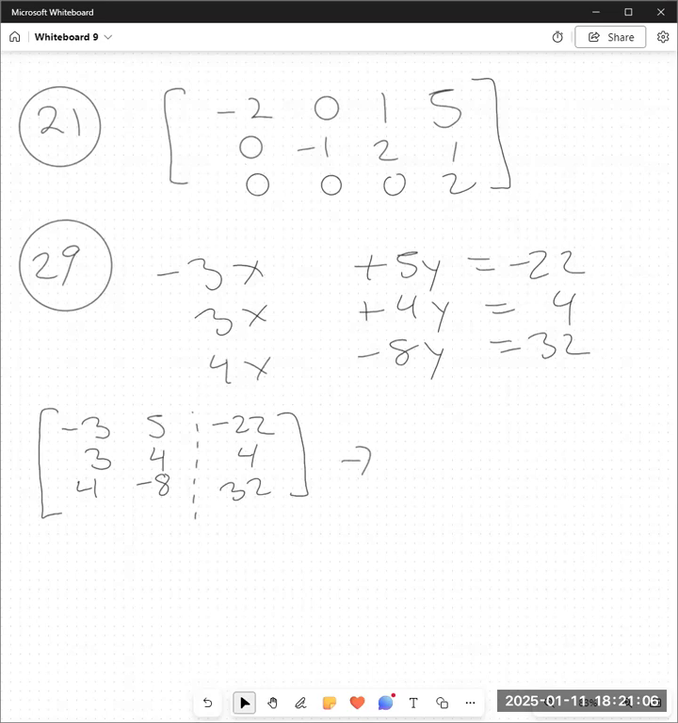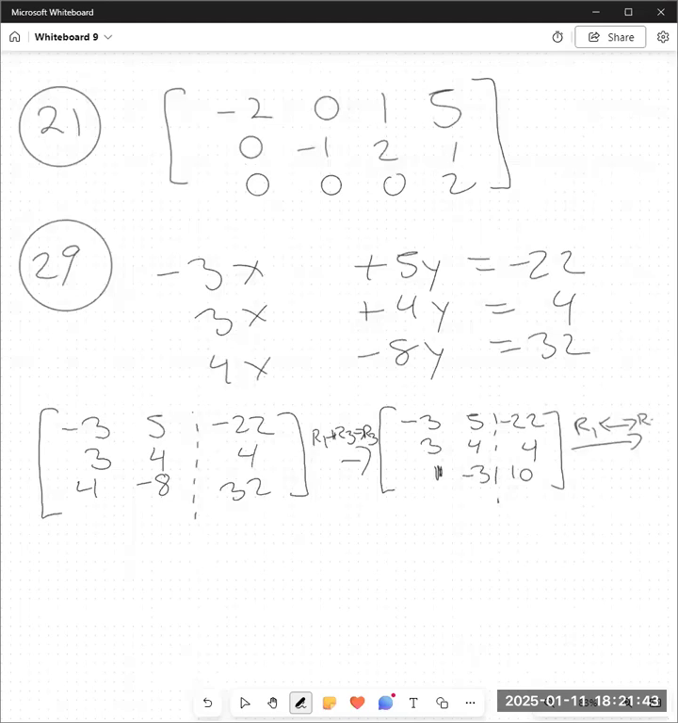First thing that I want to do is I want to try to get a 1 in the first column. So the easiest way for me to get a 1 is 4 minus 3. So I'm going to add row 1 to row 3 to produce a new row 3. Then I want to put that in row 1. So I'm going to swap row 1 with row 3.